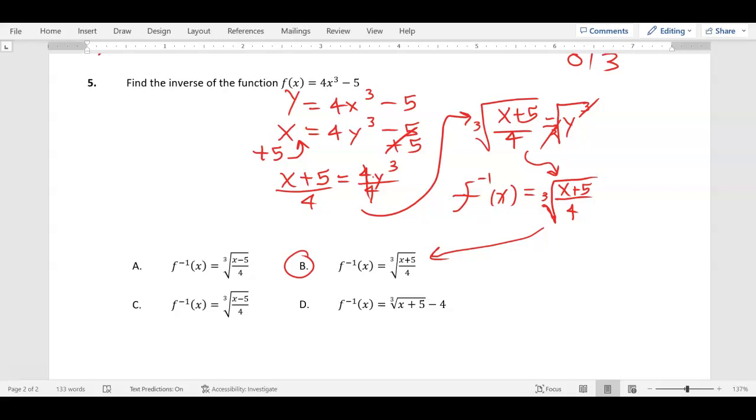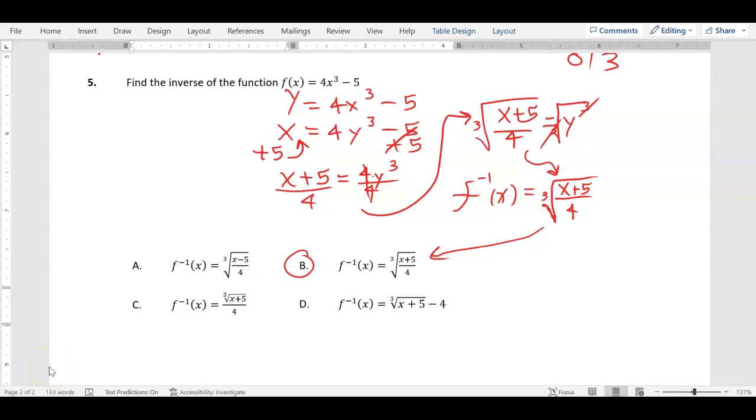Cool. The 4 is under the cube root. It cannot be C because do you see right there that 4 is totally separated from the cube root? The 4 is part of the fraction underneath the cube root. Very important.